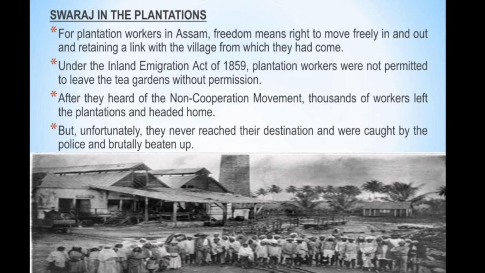Swaraj in plantations. For plantation workers in Assam, freedom meant the right to move freely in and out and retaining a link with the village from which they had come. Under the Inland Emigration Act of 1859, plantation workers were not permitted to leave the tea gardens without the permission of the plantation owners. After they heard of the non-cooperation movement, thousands of workers left the plantations and headed home. But unfortunately, they never reached their destination and were caught by the police and brutally beaten up.